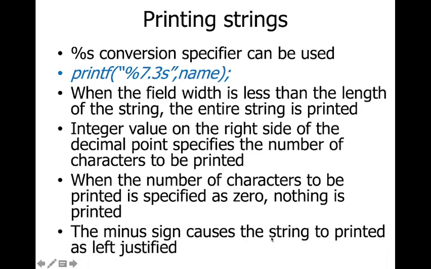The minus sign causes a string to be printed left justified. We have already seen that if there is a minus, it will be left justified, and if there is no minus, it will be right justified. So this is how we can print strings using %s, such as %7.3s or anything you like.